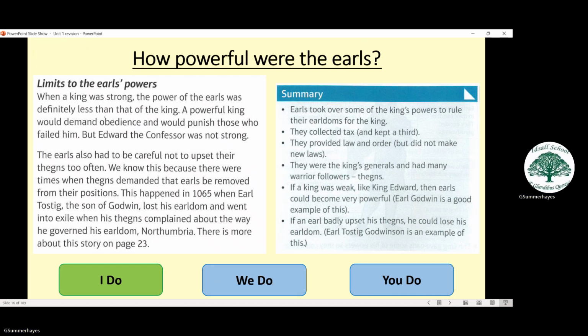The other way of looking at it, though, is that the earls couldn't overplay their hand either, because there were times when thanes were removed for being too uppity, and the famous example that you need to know is Earl Tostig, the son of Godwin, who was forced into exile from Northumbria. All right, there's a summary there if you want to have a quick look.